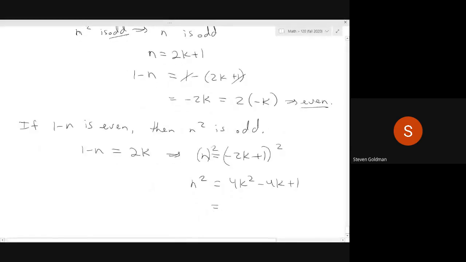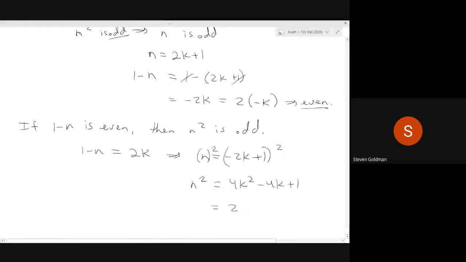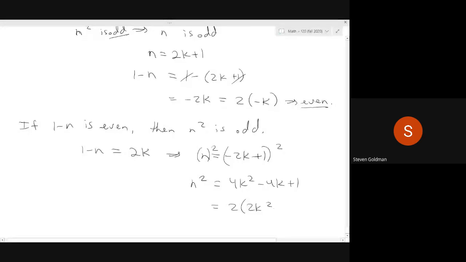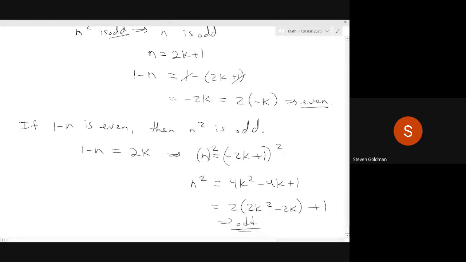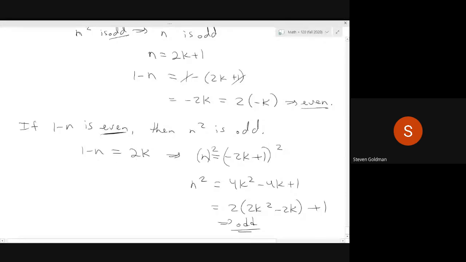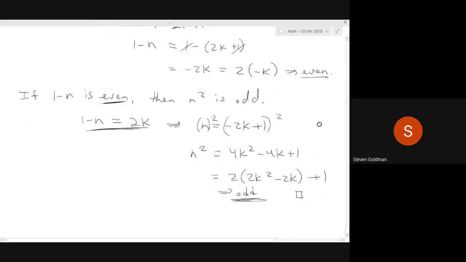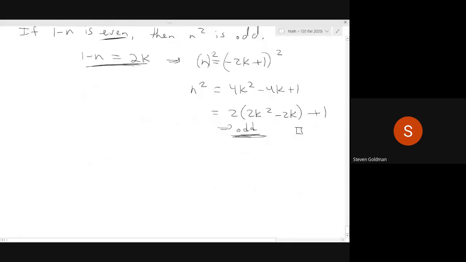How do I know that's odd? I can factor out a 2 from the first two terms. I get 2 times (2k squared minus 2k) plus 1. So I have 2 times an integer plus 1. That's odd. Okay, so if 1 minus n is even, then n squared has to be odd. And the proof is done. So as long as you proved it both ways, you were good.